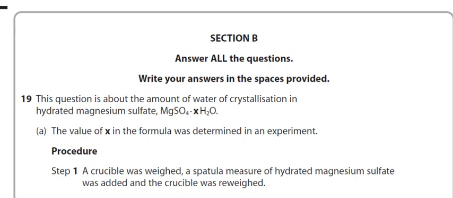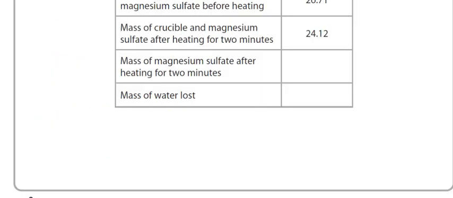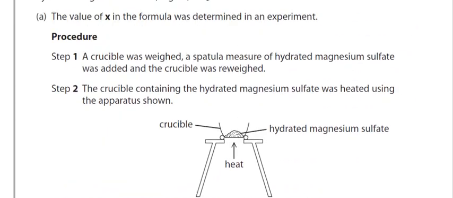The next is section B. This question is about the amount of water of crystallization in hydrated magnesium sulfate, magnesium sulfate X-hydrate, a hydrated salt. Step 1 says the crucible was weighed, a spatula measure of the hydrated magnesium sulfate was added, and the crucible was reweighed. Then you will know the mass difference, which gives you the mass of the hydrated magnesium sulfate present in the crucible.